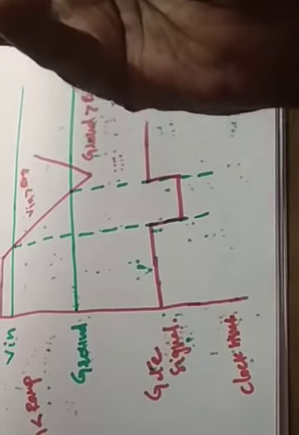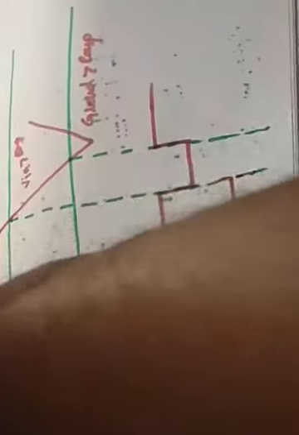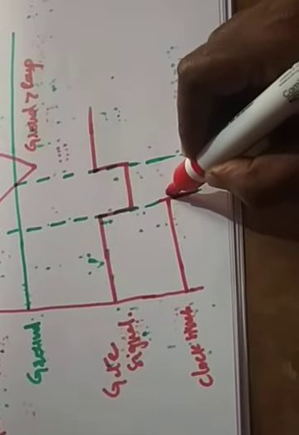So when the gate is open, your oscillator will give clock pulses to the counter. This is the clock pulses signal. It will generate the clock pulses and allow the clock pulses.